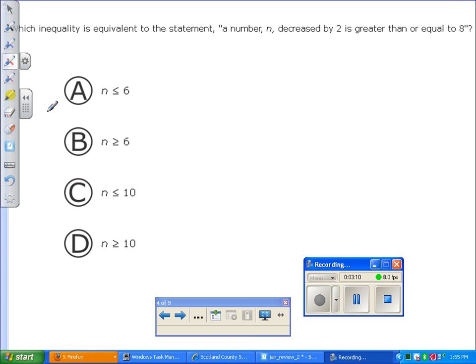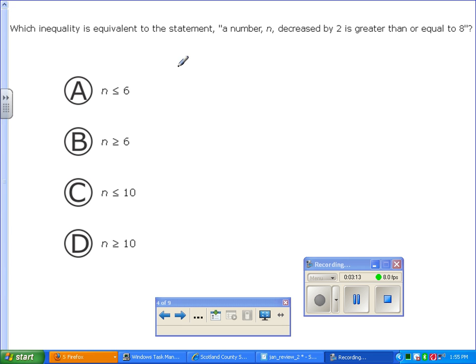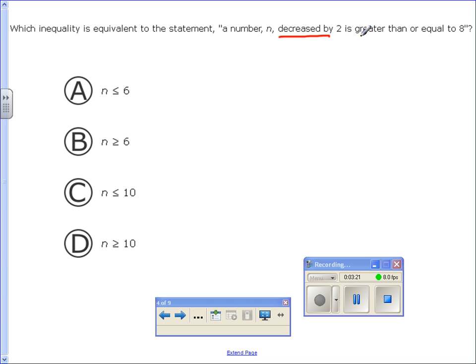Number 4, which inequality is equivalent to the statement a number n decreased by 2, there's a key word, is greater than or equal to 8? So a number n decreased by 2 is greater than or equal to 8. So it said which inequality is equivalent to that statement. So you need to write this statement down, solve it, and your solution will be right here that it's equivalent to. So I'm going to pause it and let you try it, and then I will explain.